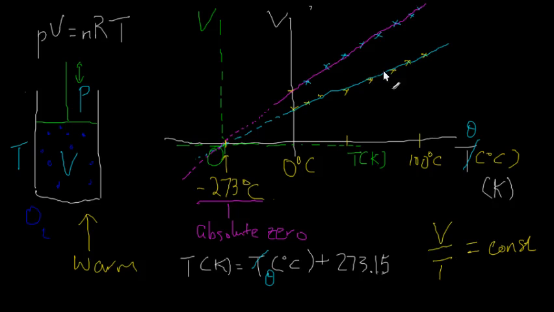Because all the points along one particular graph have the same gradient. They have the same slope. And this law also has a name. This law is called Charles's law.